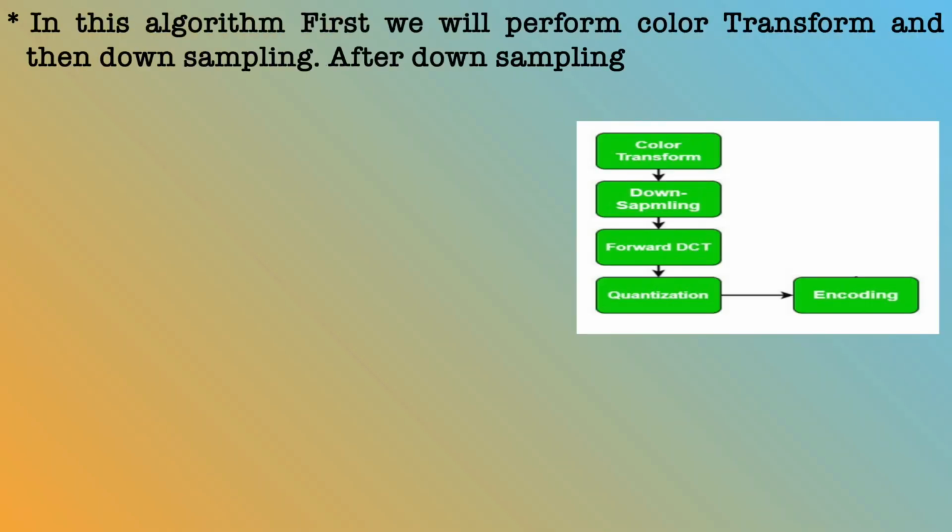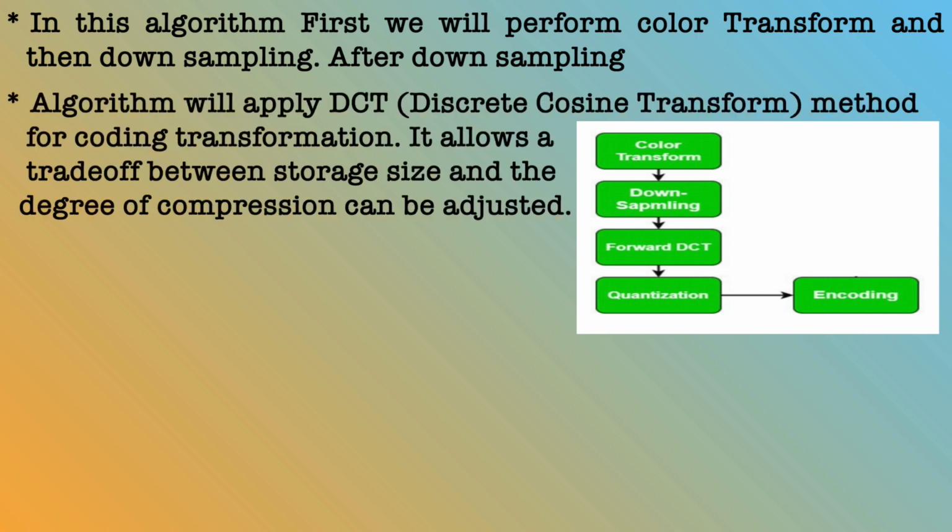So first, let us take a look at an overview of the steps that JPEG takes when compressing images. This technique follows a multi-step process involving several key techniques, as seen in the diagram of the steps of JPEG compression. In this algorithm, first we perform color transform and then downsampling. After the downsampling, the algorithm applies DCT, the discrete cosine transform method, for coding transformation. Then, it allows a trade-off between storage size and the degree of compression, which can be adjusted.